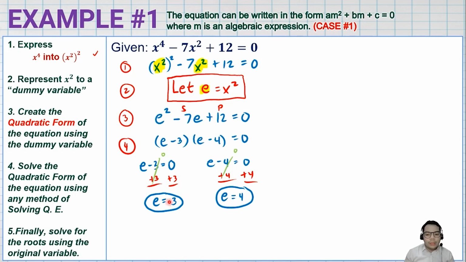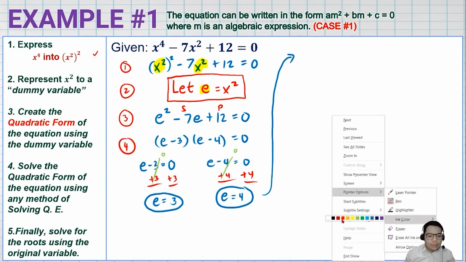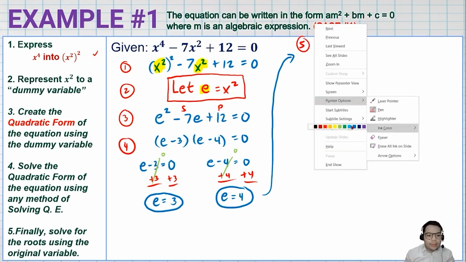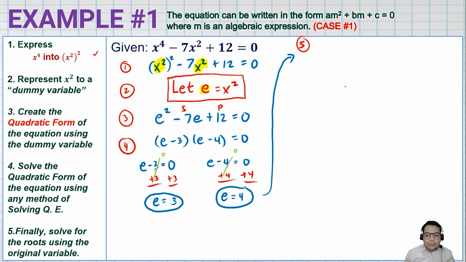But as you can see, we were able to solve for the value of e. But if you take a look at the given, it's not asking for the value of e but rather the variable x. Kaya nga meron tayo nitong step number 5. It says, finally, solve for the roots using the original variable. So, gagamitin na natin yung variable x. So, paano natin gagawin yon? Continue natin. Dito we'll be having step number 5. So, step number 5 says, solve na natin yung roots gamit yung original equation.